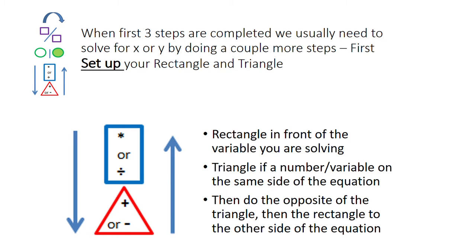Okay, now before I teach you about all of the steps, let's just focus in and not get overwhelmed. Let's focus in on the rectangle and the triangle. So the rectangle is always going to go in front of the variable that we're solving for. So we're solving for x. It's going to be the coefficient in front of x. Now, we don't always have a triangle. While we always have a rectangle, we don't always have a triangle. But if we do have 2 things on the same side of the equation that we're solving for x, or whatever variable it is, then we'll have a triangle.